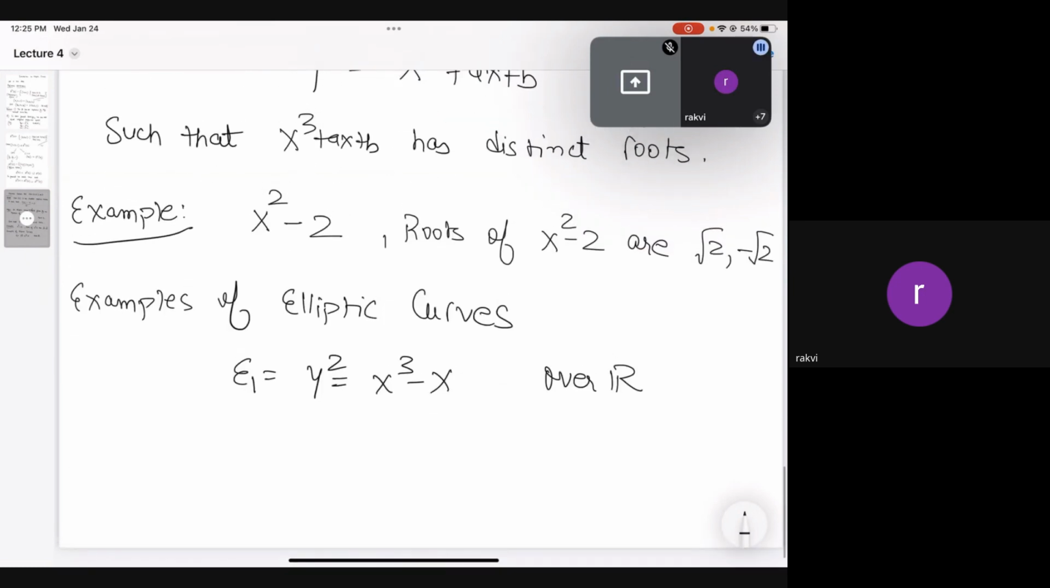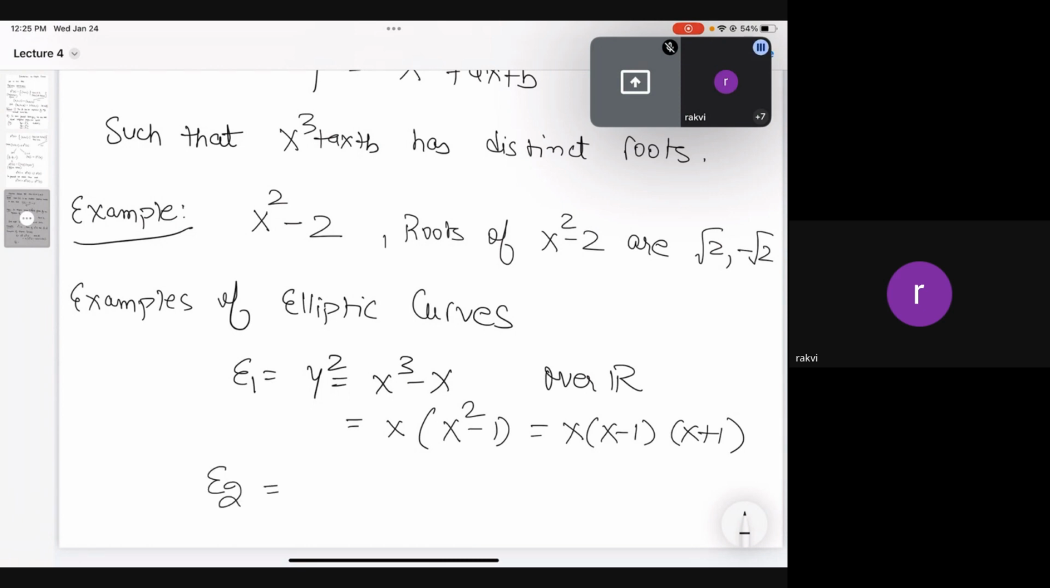So x cube minus x, right? This is an elliptic curve because if we try to find the roots of x cube minus x, we can factorize this. This is x times x square minus 1, which again factorizes as x times x minus 1 times x plus 1. And the roots are 0, 1, and minus 1, which are distinct, right? So this is an elliptic curve.